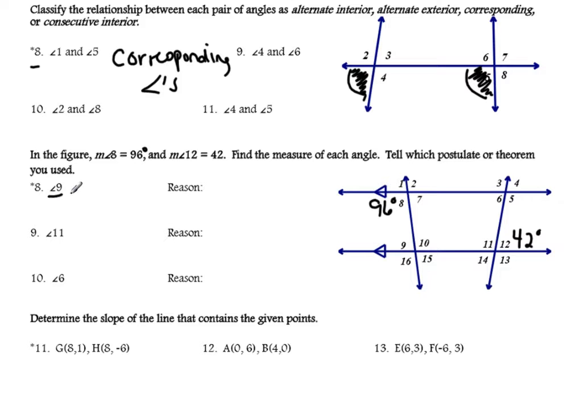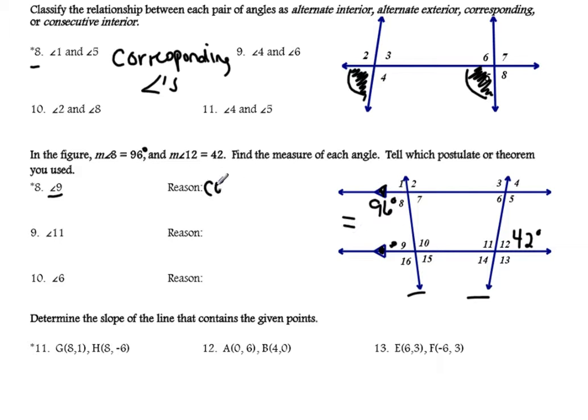So we're looking for angle 9. Well, angle 9 doesn't have an angle relationship with angle 12 because this line and this line are not parallel. I can see that this line and this line are parallel because they marked them parallel, but because these two lines are not parallel, 9 and 12 are not going to have any sort of relationship. So I look at 9 and 8. Angle 9 and 8 do have an angle relationship.